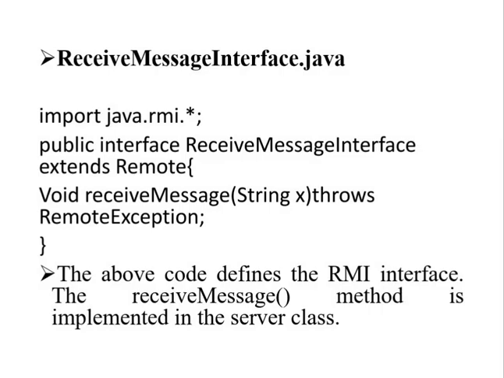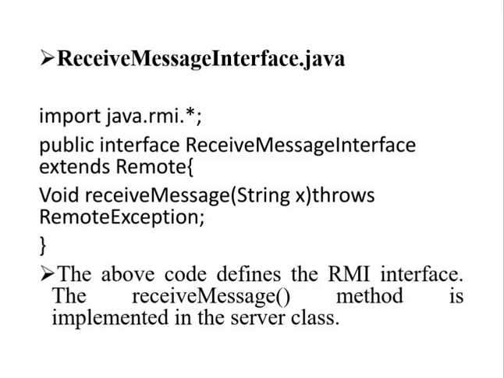Then next is ReceiveMessageInterface.java. Let us consider the program which defines the RMI interface, and the receiveMessage method is implemented in the server class. That is: import java.rmi.*; public interface ReceiveMessageInterface extends Remote { void receiveMessage(String x) throws RemoteException; }. You will learn how to send a message from an RMI client to an RMI server in this part. We will make the ReceiveMessageInterface here. The methods that can be called from the client are defined by the interface. In essence, the interface determines how the client sees the remote object.